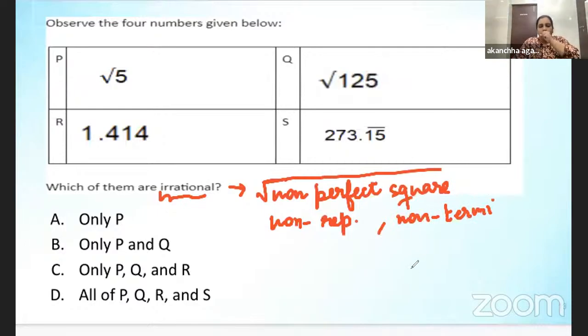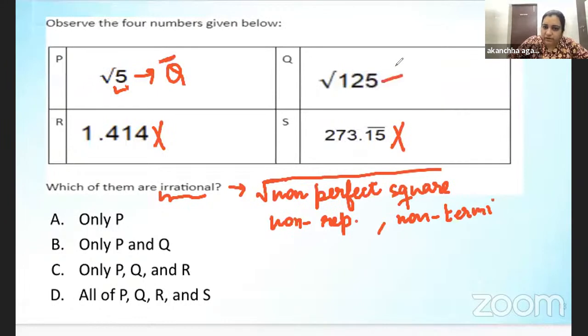So first thing is, just by looking at the definition, which of the options are omitted? We see that option R is omitted because it is a terminating decimal. So surely it is not to be included. Further, option S is repeating, so this also cannot be there. Now, is 5 a perfect square? No, so it will be an irrational number. Similarly, 125 is also not a perfect square, so it will also be an irrational number.